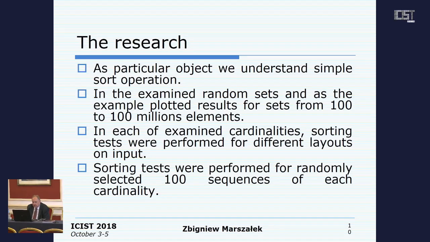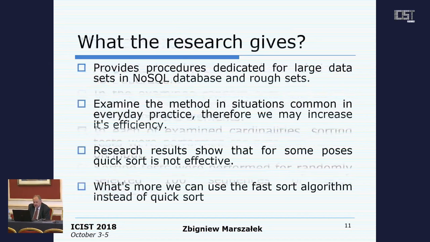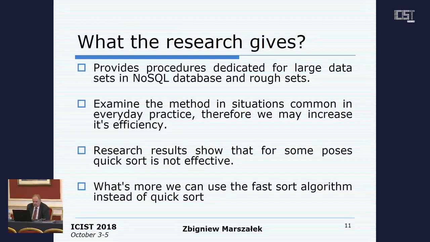A particular object we examine is a simple sort operation. In the examined random sets, the example plotted results are from sets from 100 to 100 million elements. In each of the examined cardinalities, sorting tests were performed for different layouts of input. Sorting tests were performed for randomly selected 100 sequences for each cardinality.